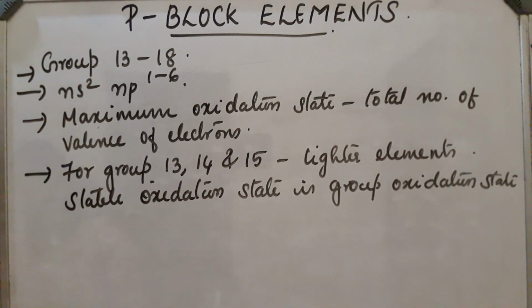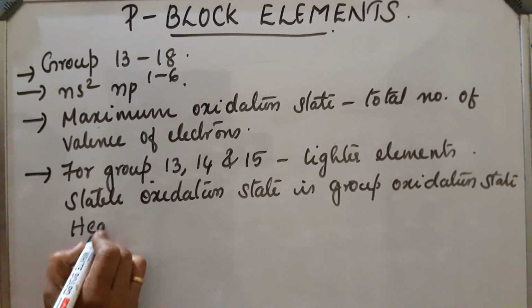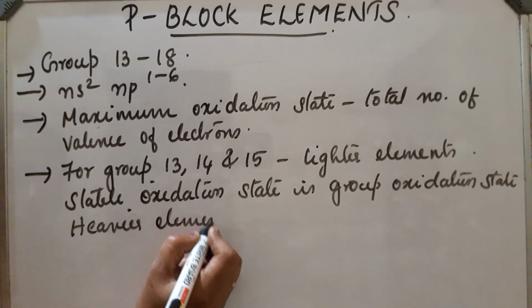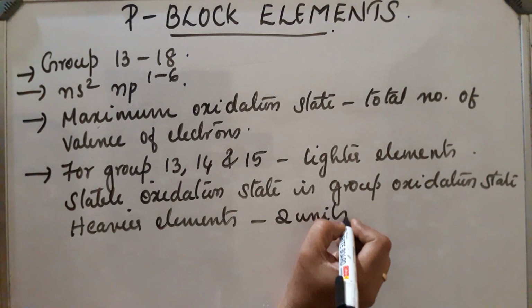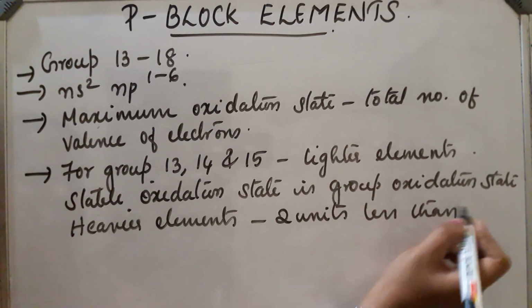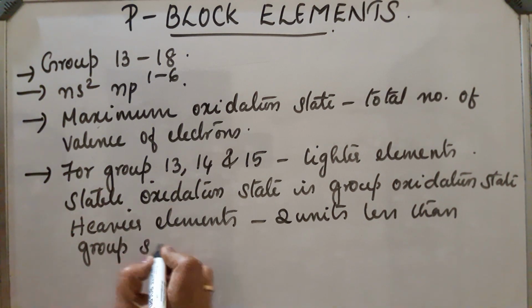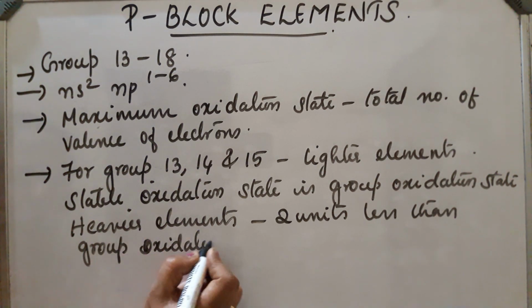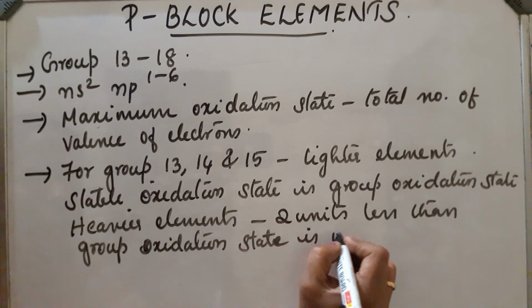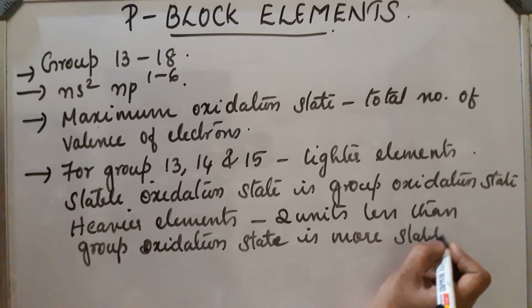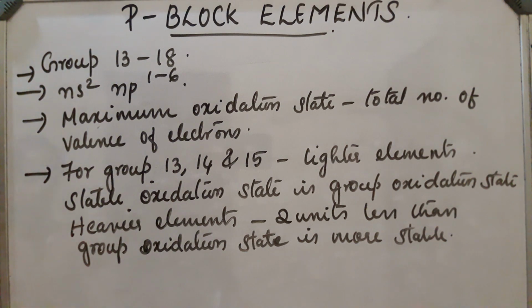But down the group, what happens? In the case of heavier elements, they show an oxidation state 2 units less than the group oxidation state, and this state is more stable. This is due to the reason called the inert pair effect.